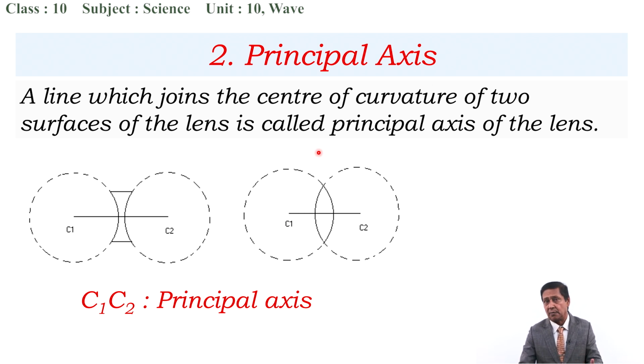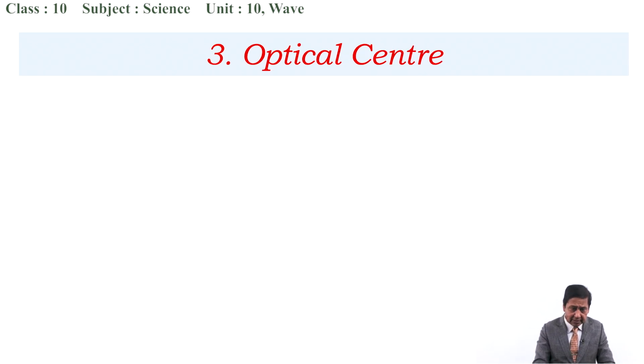This is the normal definition of principal axis. We can extend this line according to the requirement, beyond C2 also, beyond C1 also. We can extend this according to requirement in the diagram. Okay, now let's have the third point.